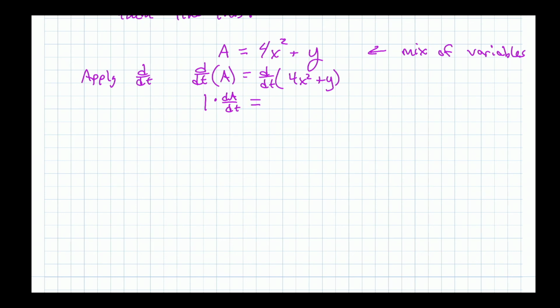And then over here, you say, well, the derivative of 4x squared. What would the derivative of 4x squared be? It would be 8x. So you write 8x, but you put a dx dt on the end, right? Dx dt, because x was the variable there. Then you have y. What's the derivative of y? Well, the derivative of y with respect to y is 1. But then you add a dy dt.